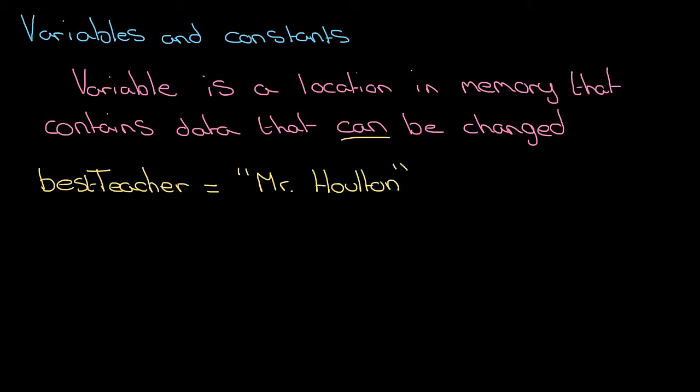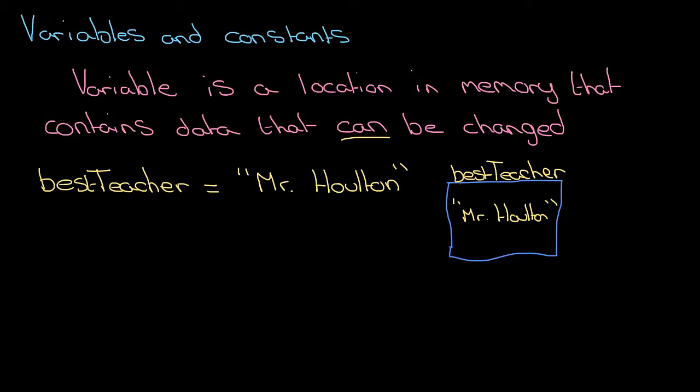Okay, so bestTeacher equals Mr. Holton. Let's break down actually what is happening in that one line of code, because actually it's a fair bit. If you get into your head the idea that every variable is like a box somewhere in the computer, so a variable is like a box. I have just created a box. I put a label on it, or given that box a name, bestTeacher, and then I have put a value in it. And the value that I've put inside it is Mr. Holton. That is how you should think of a variable, as a box with some data in it.